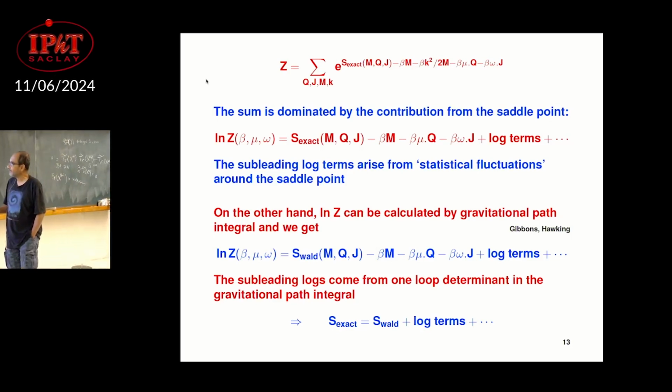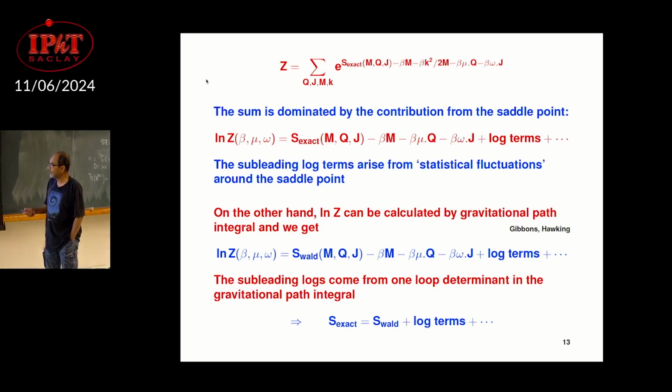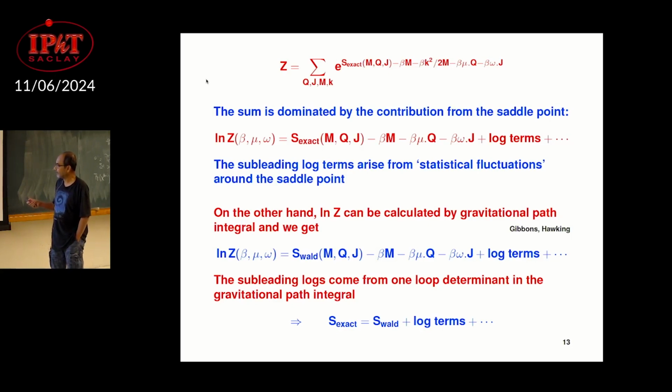On the other hand, we can calculate log Z by the gravitational path integral. To leading classical contribution, Gibbons and Hawking's result involves the Bekenstein-Hawking entropy formula. But once you include the higher derivative terms, the Bekenstein-Hawking term gets replaced by the Wald entropy, but otherwise it remains the same. So this is the classical contribution to the gravitational path integral.